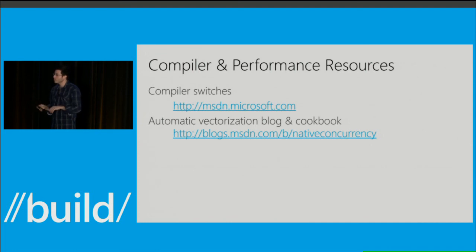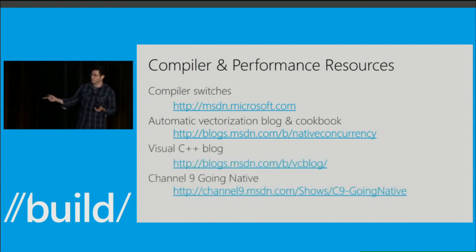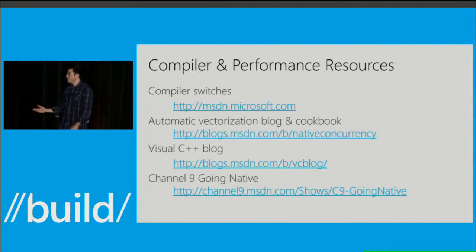That's on the native concurrency blogs. That was done by Jim Hogg, the program manager on the compiler optimizer team. And it's general guidelines of how to get the best performance out of automatic vectorization. We also have the Visual C++ blog, and Jim Hogg, writing on the Visual C++ blog, is giving a blog series about compiler optimizations. Check that out. It's really cool. I work on that team, so I think it's really cool. And then there's also the Channel 9 Going Native stuff, where there's interviews. A lot of it's dealing with performance of native code, the standard template library, stuff like that.